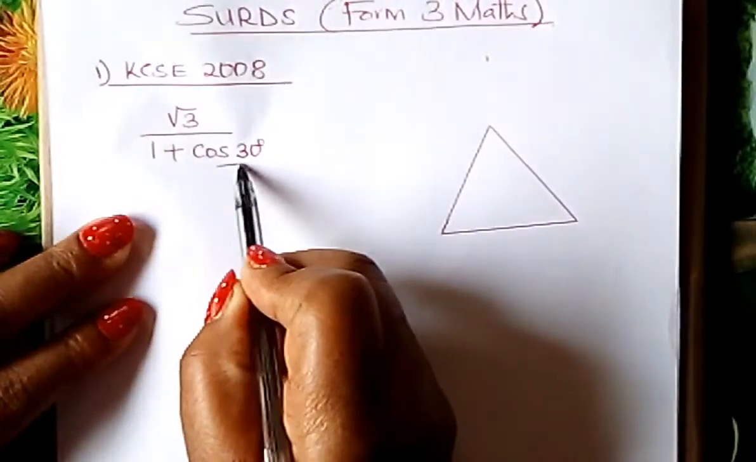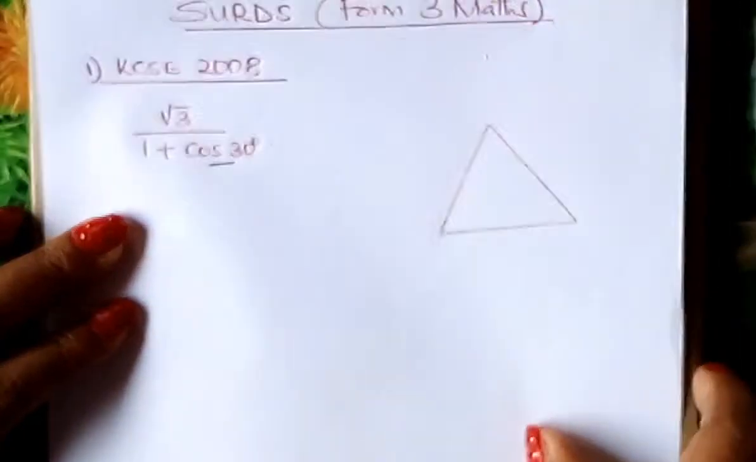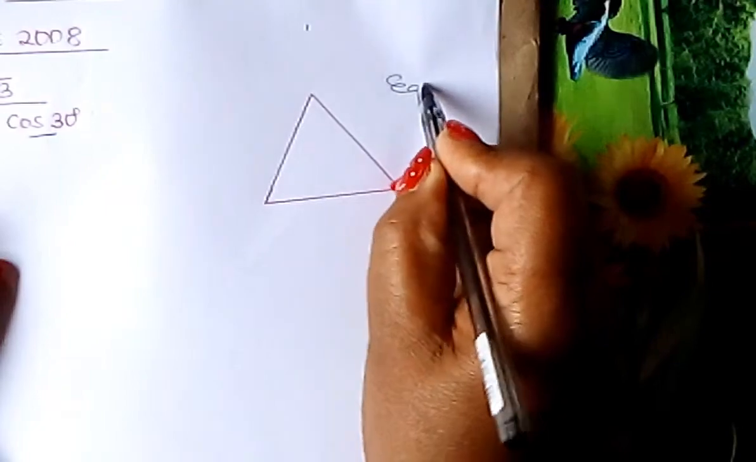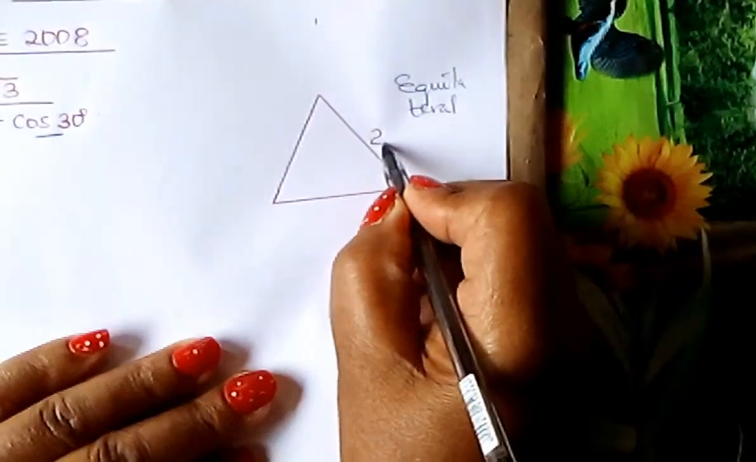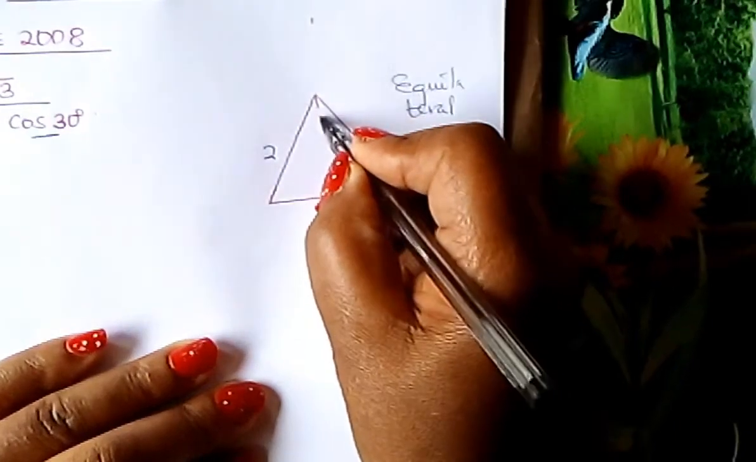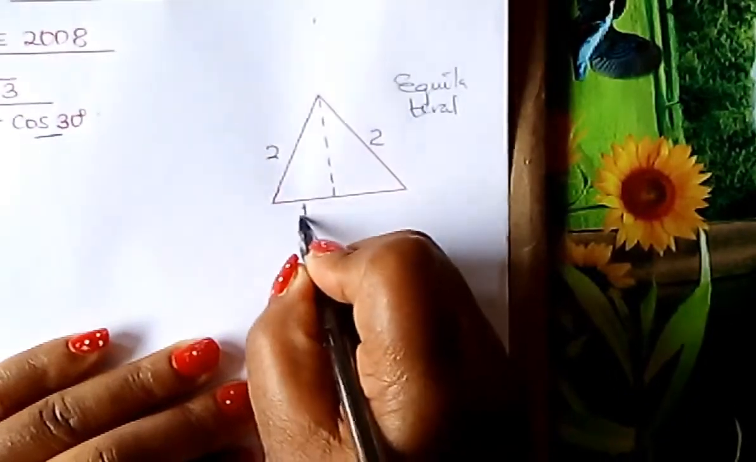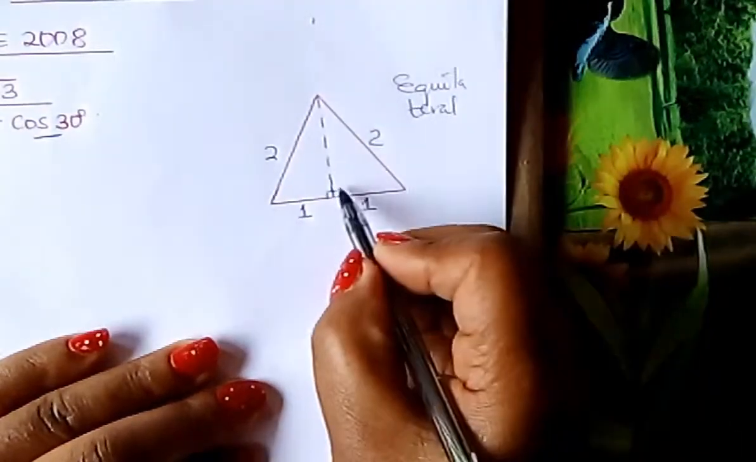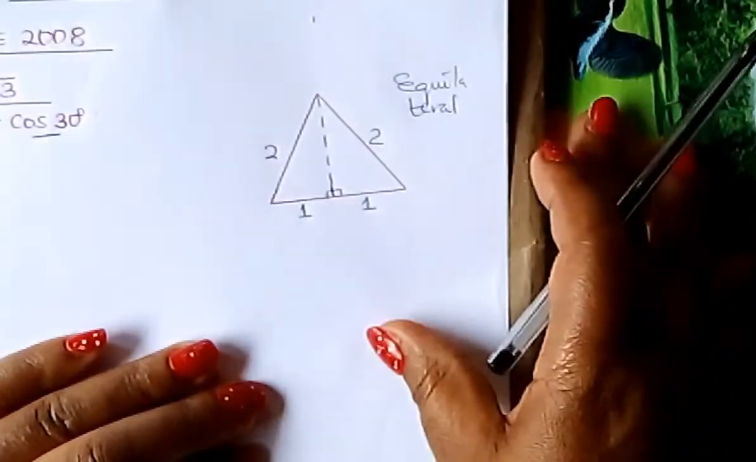The first thing is to express cos 30. What is cos 30 degrees without using mathematical tables or calculator? We know that it is normally an equilateral triangle of side 2. So you come and fix your 2 there. Then we normally drop a perpendicular here so that the base, which is 2, is divided into 1 and 1 unit there. And this is 90 degrees. So we normally use an equilateral triangle of side 2 units.